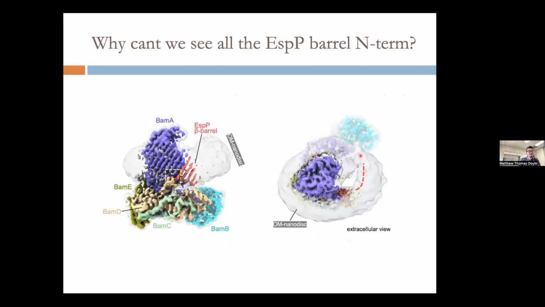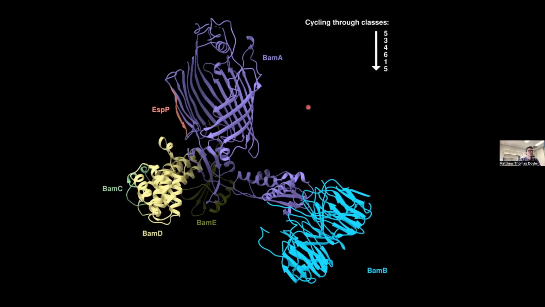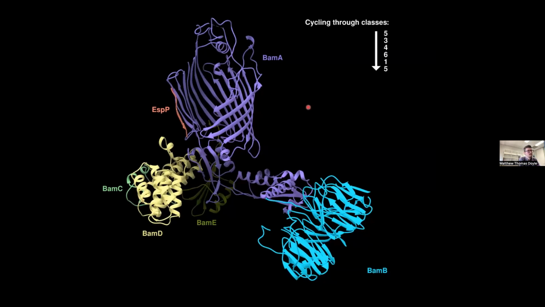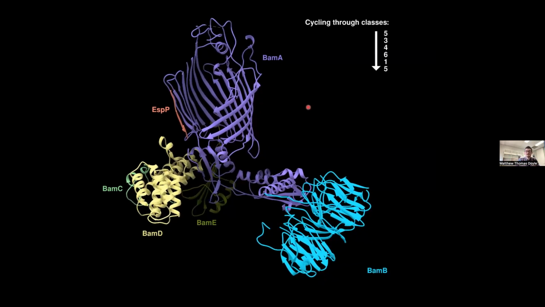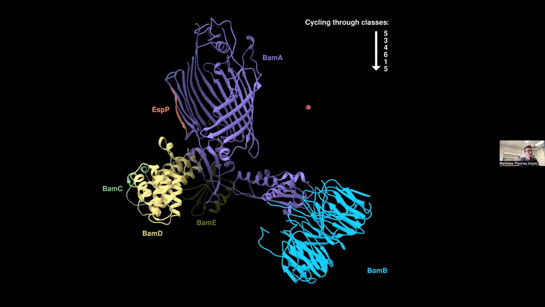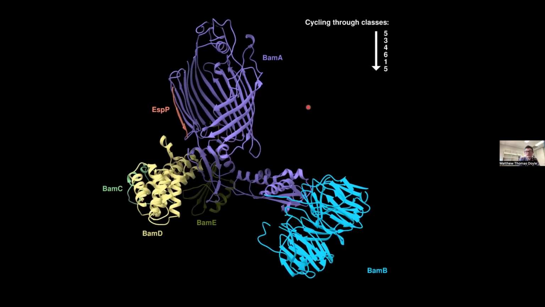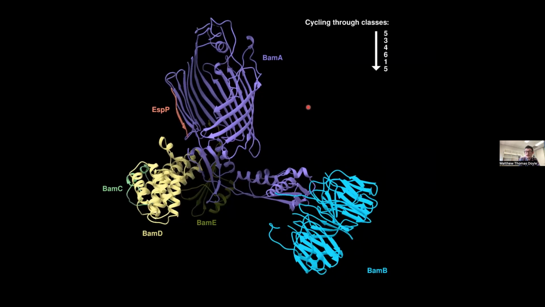And so my hypothesis was that in this region of low resolution, this is where the rest of the strands of the barrel were. You can imagine that BAM-A is going around like this, connecting, and then the rest of the hybrid sheet going around. And the reason we couldn't see that is because the lipoproteins were actually very mobile, right? So we saw a huge conformational heterogeneity in our particles.